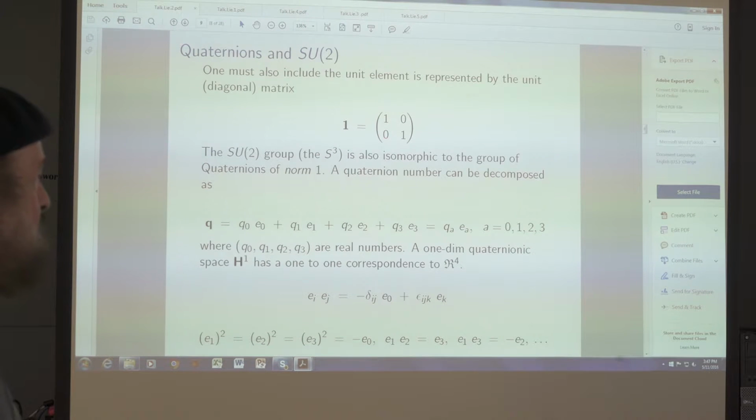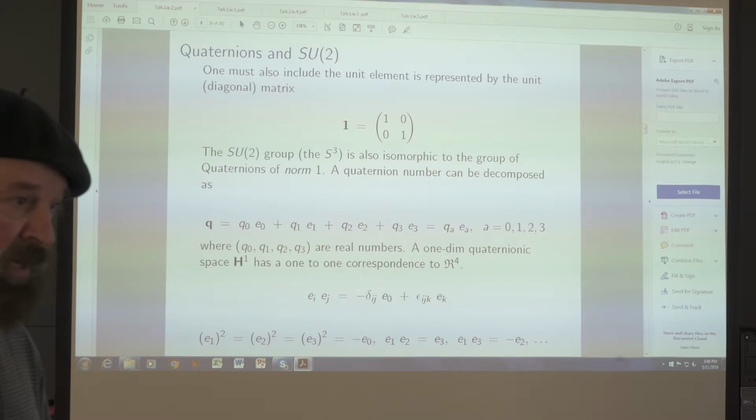So the unit matrix is what I call the unit, in boldface. This is the unit element. And then you see a quaternion number can be decomposed in 4 pieces. The first piece is the real part, and you have 3 imaginary units, E1, E2, E3. A complex number has only 1 imaginary unit, but a quaternion has 3 imaginary units, E1, E2, E3.